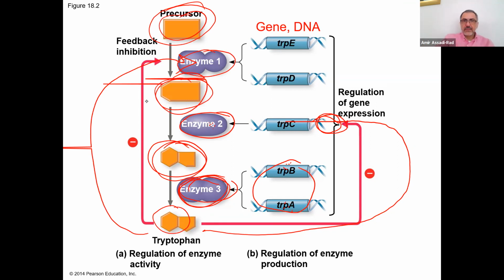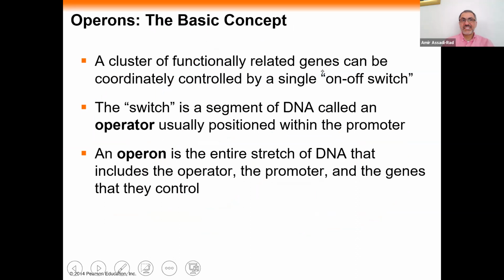So, having said that, let's move on to the next one. Operon system. So what is an operon system? A cluster of functionally related genes, and you saw that, A, B, C, D, E in this case, can be coordinately controlled by a single on and off switch, the tryptophan. And then the switch is a segment of the DNA called an operator, and you will see that in the next picture. So the switch is actually an operator on a DNA. A segment of that DNA right here is the operator.